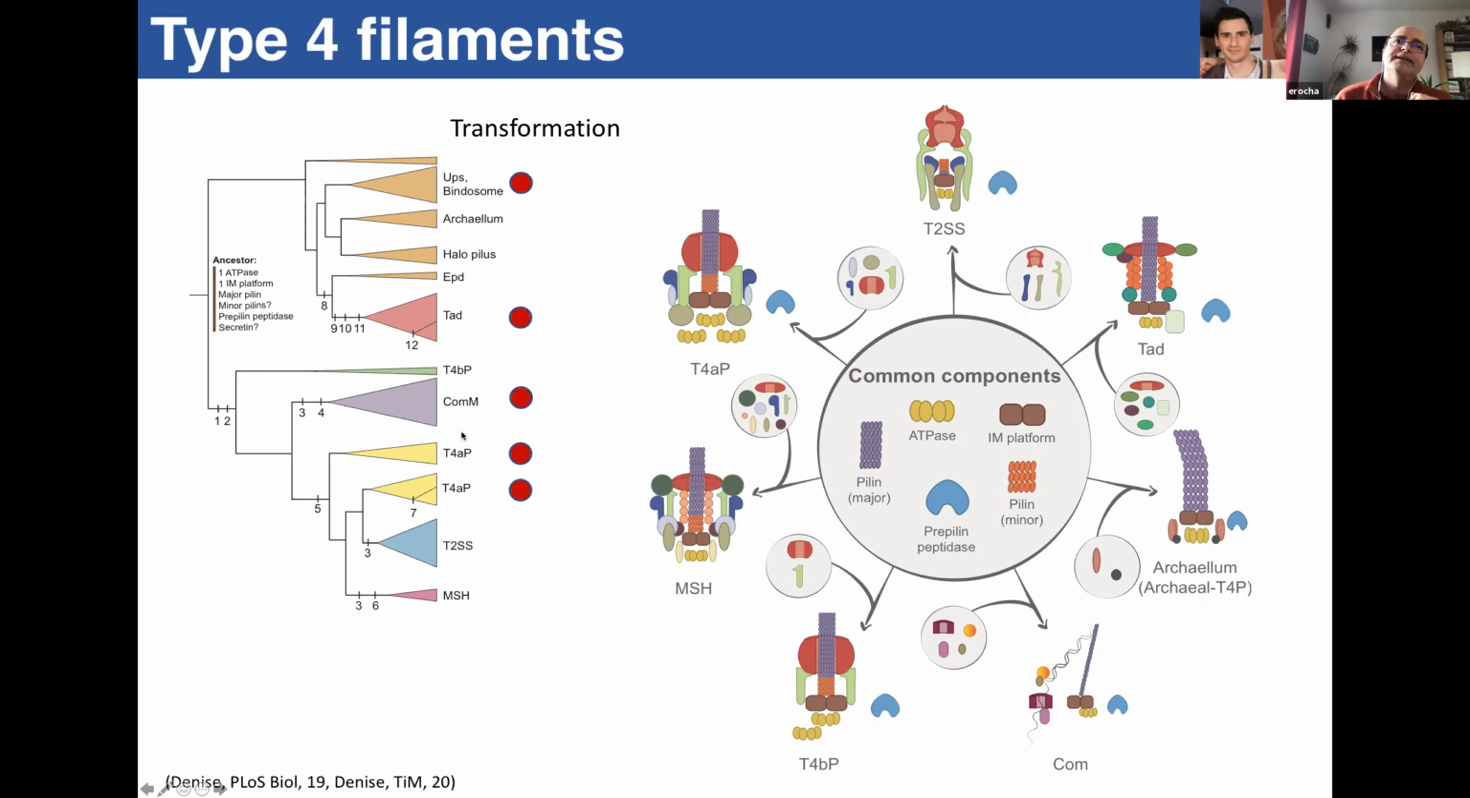And our best guess is that the ancestor of all of this was involved in natural transformation, which suggests that the very mechanism of natural transformation was co-opted in some bacteria to become something like, for instance, the type 2 secretion system, a protein secretion system that will transfer big proteins from the inside of the cell to the outside.